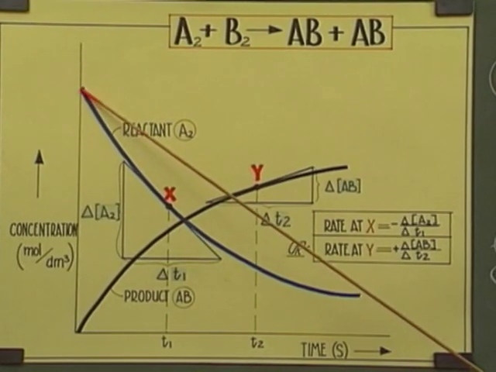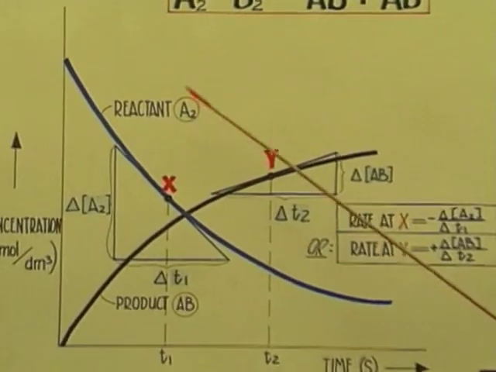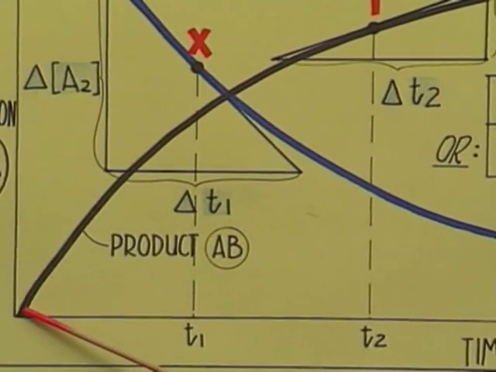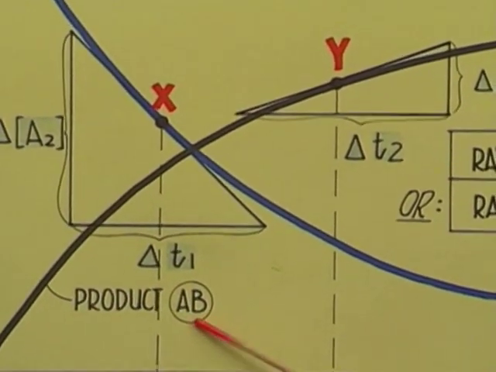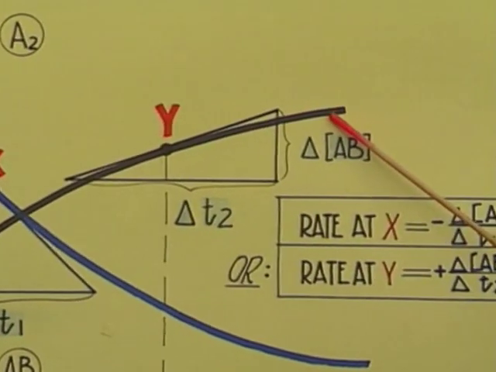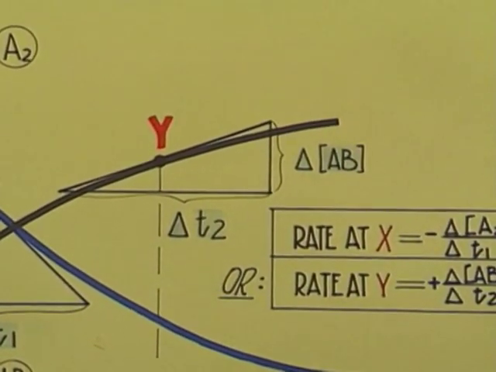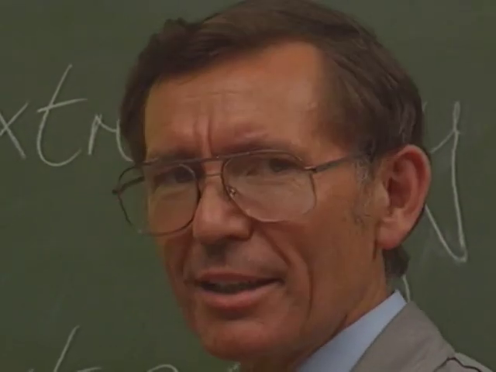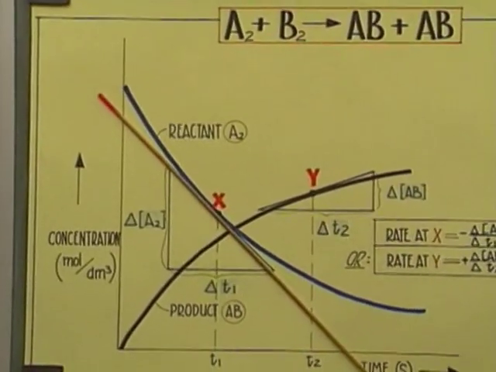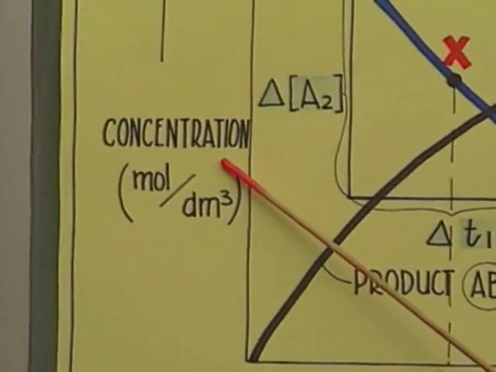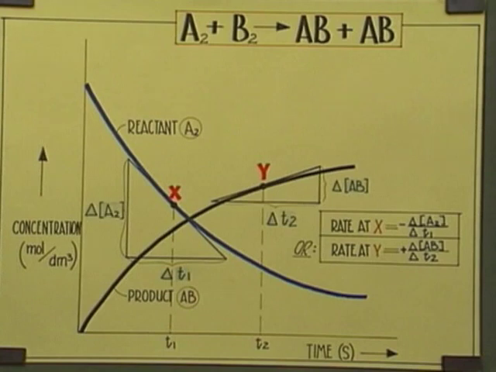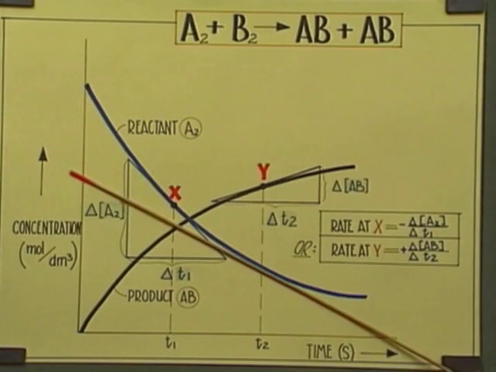This curve shows how the concentration of reactant A diminishes with time as it is used up, while this curve shows how the concentration of product AB increases with time as more and more molecules AB are formed. We notice that the rate is given by the gradient of the concentration versus time curve. Rates of reactions are not constant, but they change with time. As you can see, the gradient is changing here.